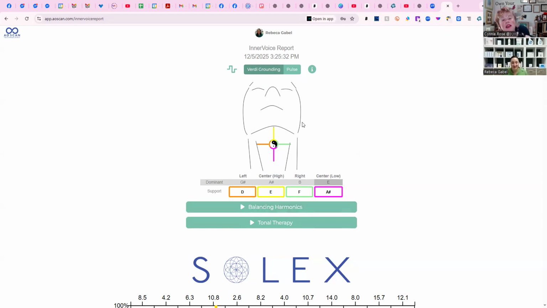So here's the thing, though. The great news about Pulse is there are so many options. The bad news about Pulse is there are so many options, and it can get overwhelming, especially for new people. So for them to be able to say, here's Verdi grounding, it's our best audio available, and all you have to do is click on the link and hit play. You don't have to know anything else. You don't have to study anything else. You can just hit play and get results.